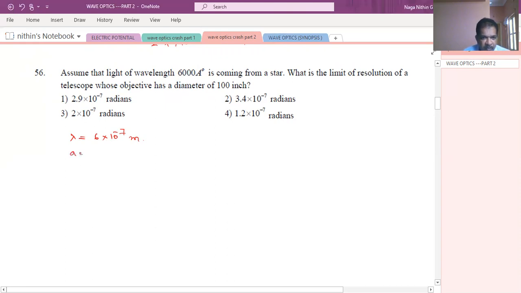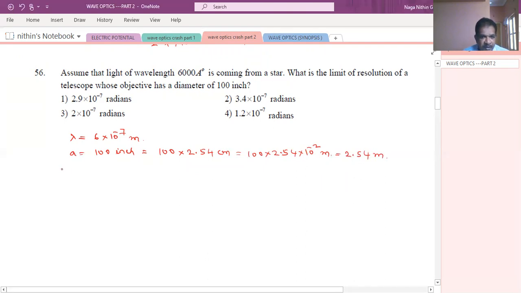Diameter value will be 100 inch. 1 inch means 2.54 centimeters. So convert this into meters, better. 100 into 2.54 into 10 power minus 2 meter. So this value is 2.54 meters. Okay.